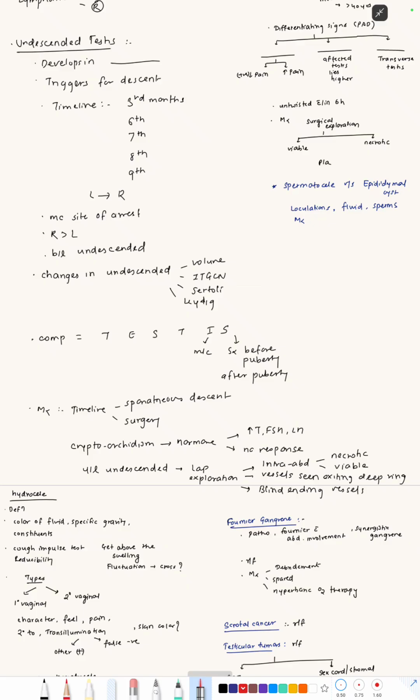Vessels seen exiting the deep ring, then also orchidopexy is done. If there are blind ending vessels, then that means it's a case of monorchia, or that the remaining testis has undergone torsion.